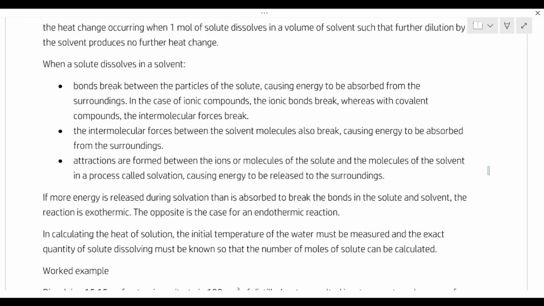This is all to say that that's where the energy absorption comes into play, and that's where the energy being released comes into play. Now, if more energy is released during solvation than is absorbed to break the bonds in the solute and solvent, then the reaction is exothermic, as we said earlier, because that would mean that more energy is released than absorbed. And of course, the opposite for endothermic reactions.